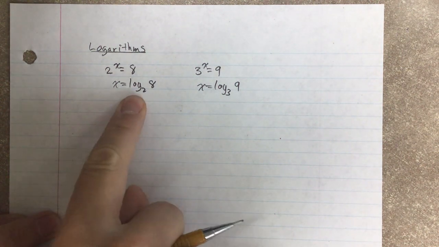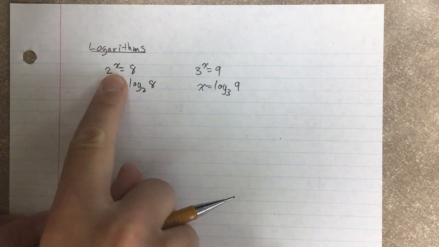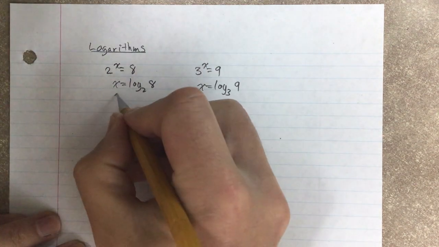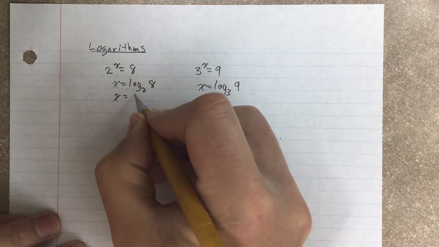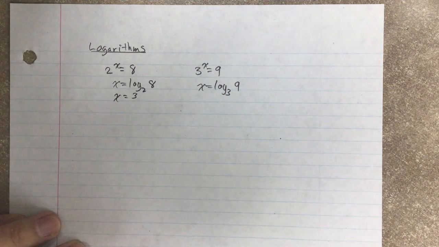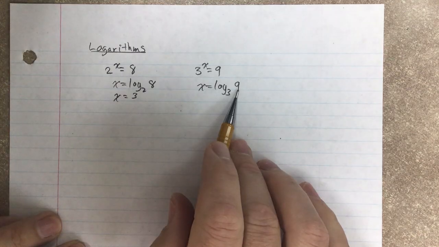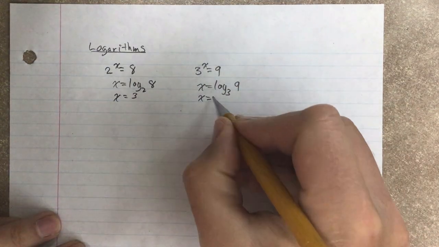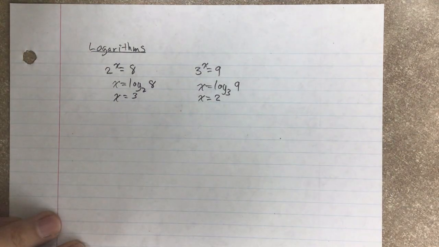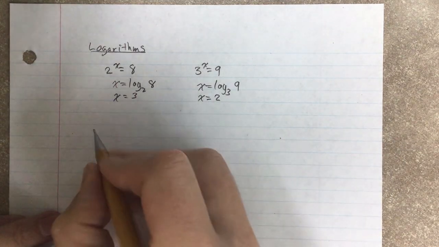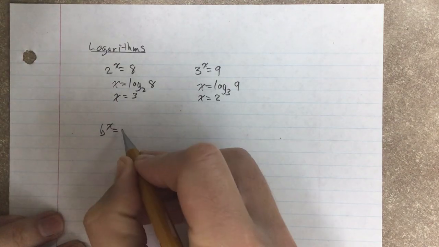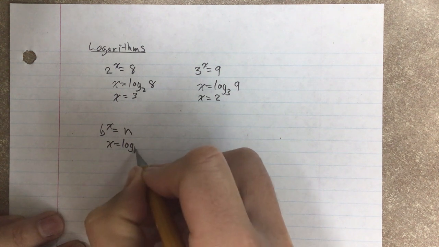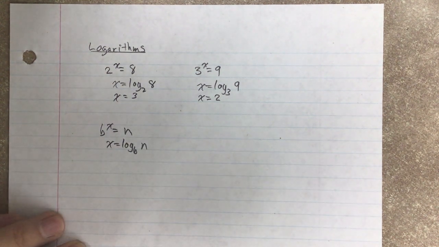So in the first case here, the log base 2 of 8 asks, what exponent do you need on 2 to get 8? Well, a little bit of mental arithmetic, and you can work out the answer is 3. In this case here, the log base 3 of 9 is asking what exponent on 3 gives you 9. Again, a little bit of mental arithmetic, and you would figure out the answer is 2. More generally, we can write that if you have b to the power of x equals n, then x is equal to the log base b of n.